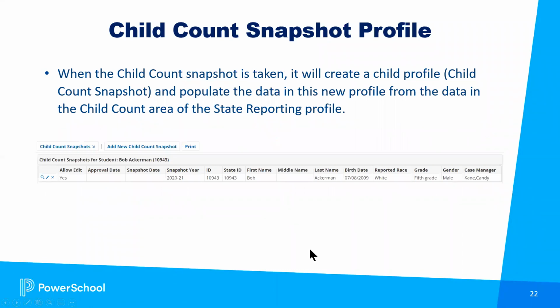So how do I do it? A couple things to know about just how the Alabama model works. When you take the snapshot, it also creates a child profile. So what's a child profile? For every student, there's a profile called Child Count Snapshot. In that Child Count Snapshot, it creates a record of that point in time for that student.